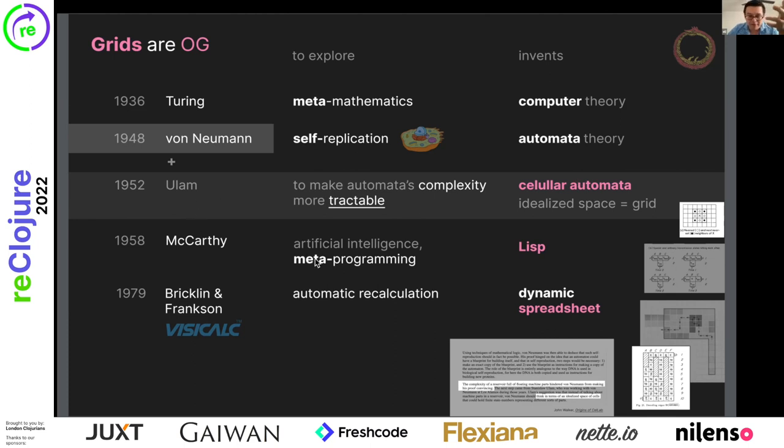A few years later, McCarthy, studying metaprogramming, invents Lisp, and 20 years afterwards, we have dynamic spreadsheets to study automatic recalculation. Just notice how computation is intrinsically linked to these loops, right? To self-reference. I just find that lovely.